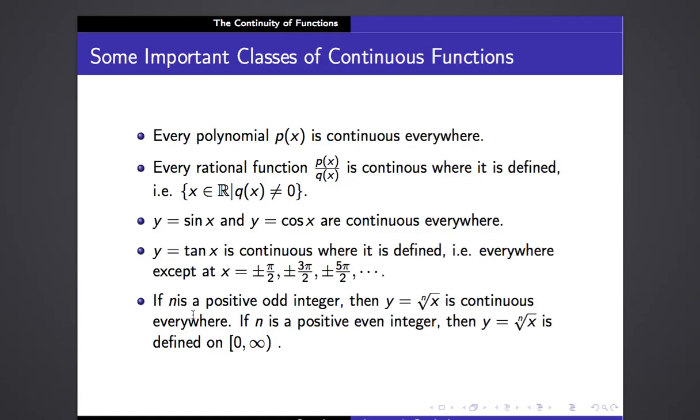And also, if n is a positive odd integer, y equals nth root of x is also continuous everywhere. But what if n is a positive even integer? In that case, y equals nth root of x, for instance like square root of x, as we know, is defined on 0 to infinity. In other words, when n is an even positive integer, the nth root is defined only for non-negative numbers. That's why.